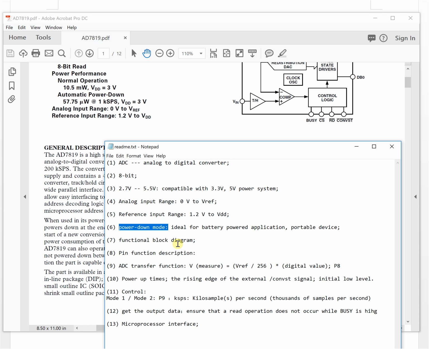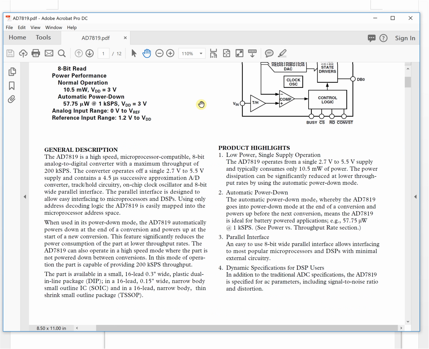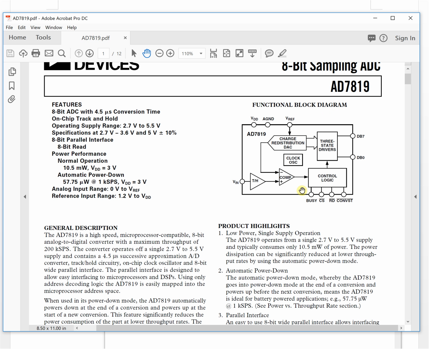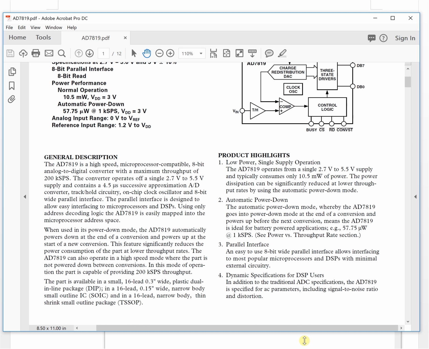This is the function block diagram. It tells you something about the internal structure. This is the control logic, so these are control pins. This is the 3-state drivers, and this is the output pin, which means we can connect the data from here. This is the power supply, this is ground, this is the reference voltage, and this is the measured voltage input.